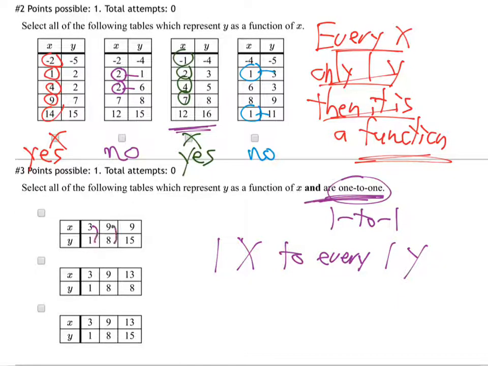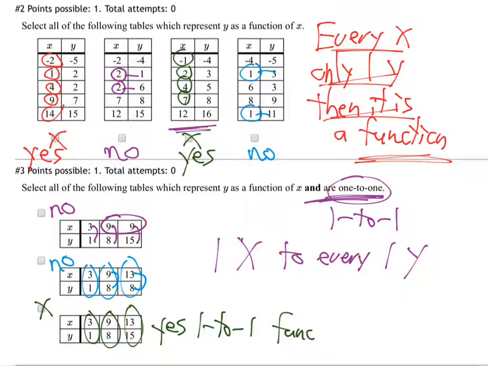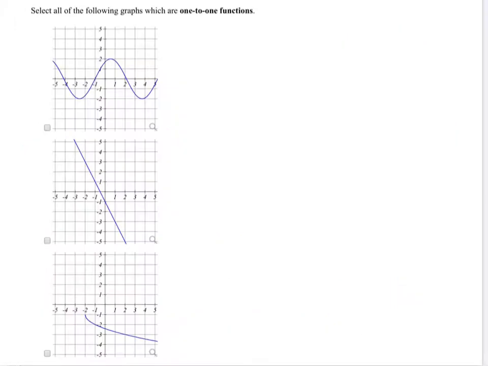Is this first one 1 for 1? Or is there any repeating? Right here's repeating. The x value of 9 goes with both 8 and 15. No. How about the next one? Does this have any repeating? This y value of 8 goes with both 9 and 13. No go. How about the third one? Any repeating? It's good. Yes, it's a 1. Now that's a one-to-one function. Meaning there's one x value for every one y value. That's what we like. And we'll talk about y as we go higher.